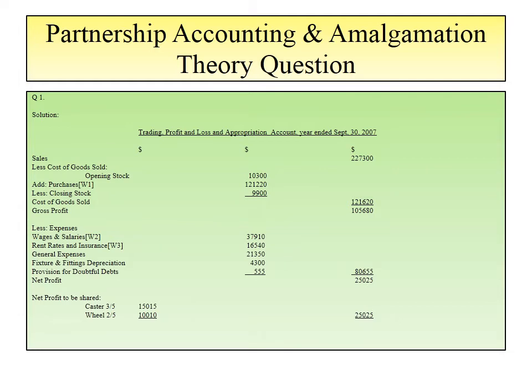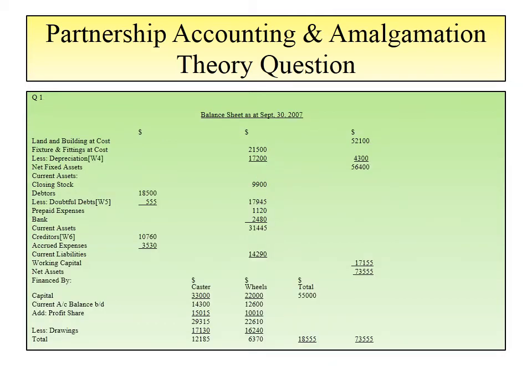This net profit is shared, appropriated among the partners. Carter has 3:5, he has earned 15,015, and Weir has earned 10,010. Okay, now we go to the next slide.